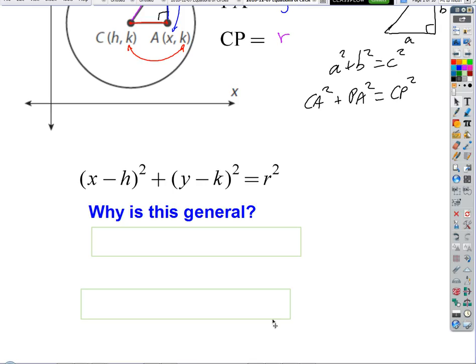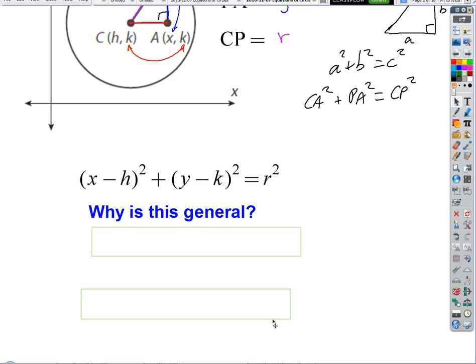Now, why is that general? That works for all situations. How come? What are the numbers you would have to plug in to specify a circle? To know a circle, you really have to know where its center is and what the radius is, right? And that would define the circle.